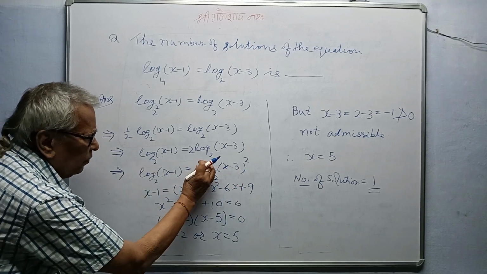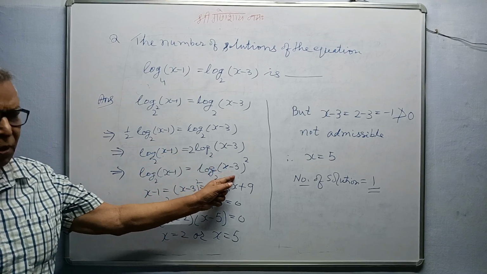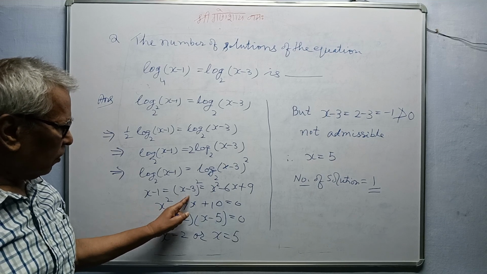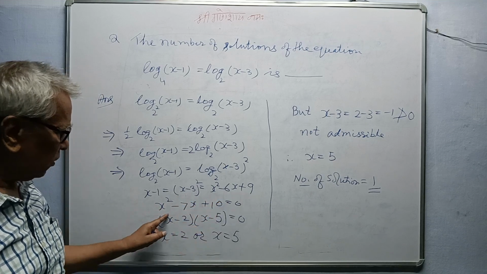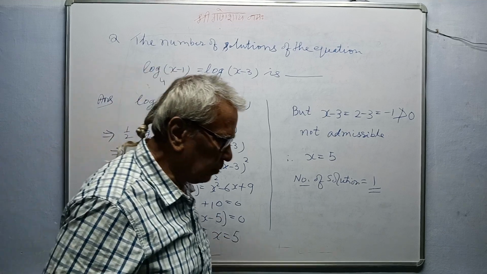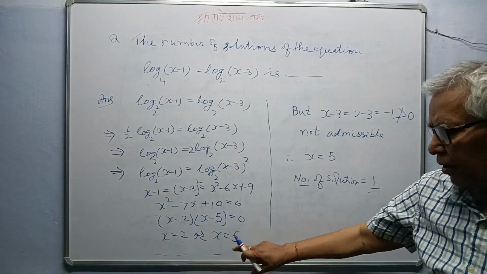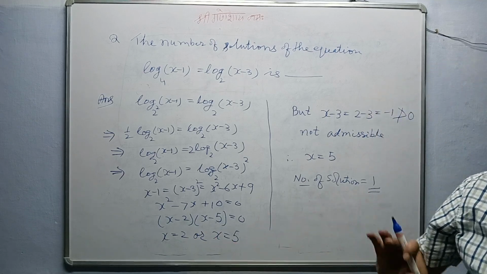This same will go out. So x minus 1 is equal to (x minus 3) whole square, that is x square minus 6x plus 9. So x square minus 7x plus 10 is equal to 0. Now factorizing this, (x minus 2) into (x minus 5) is equal to 0. So x is equal to 2 or x is equal to 5.